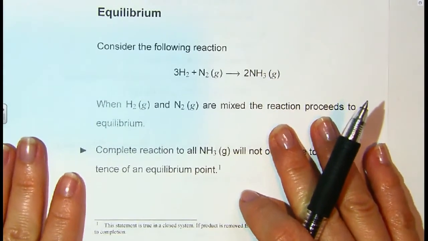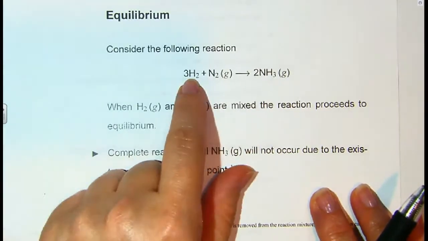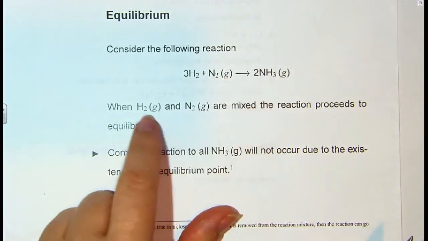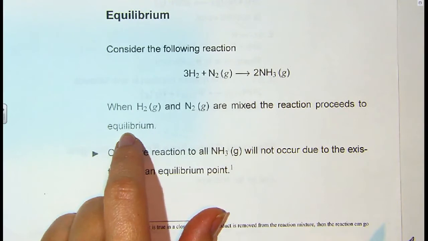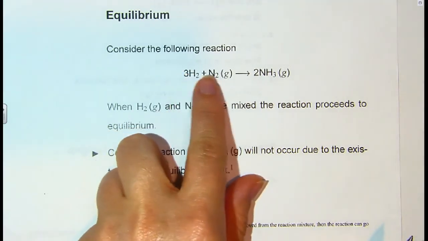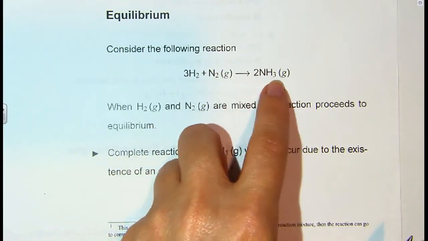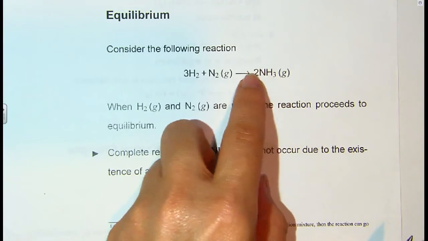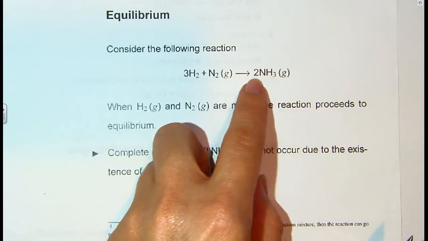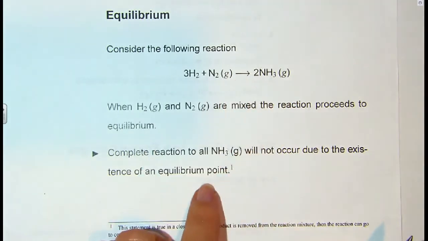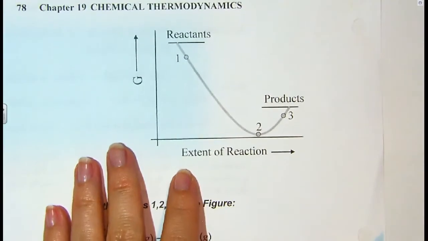So let's consider the following reaction. Hydrogen plus nitrogen yields ammonia. And it's going to reach a state of equilibrium eventually, but it doesn't start out that way. It starts out where the forward reaction is occurring, and it might get to a point where a little bit of the reverse reaction needs to occur until it finally reaches that sweet spot where it is in a state of equilibrium. So let's take a look at this graph to demonstrate that.